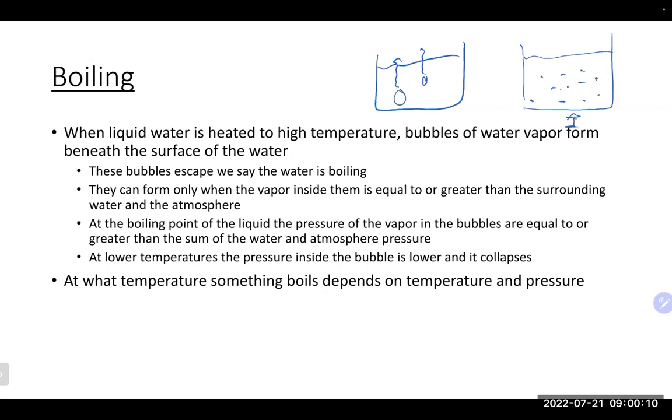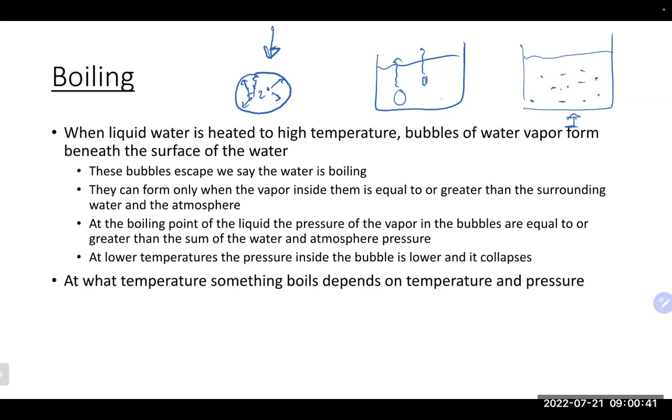But it's really not until enough energy is built up, because basically what you have in these bubbles of boiling water, for example, is water molecules. And at some point, you'll have enough water molecules in there to equal the atmospheric pressure that's pushing down on it, or even greater than that, which allows it to get to the surface where it will pop and release the water as steam.